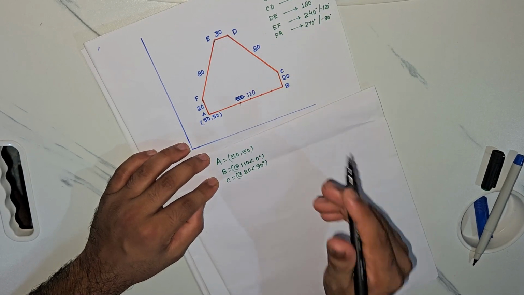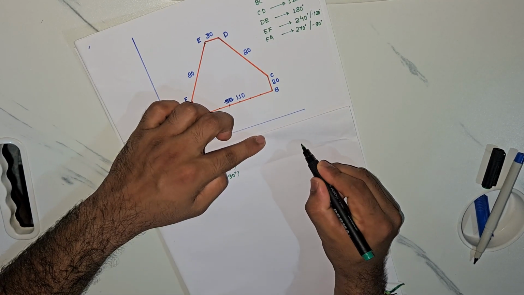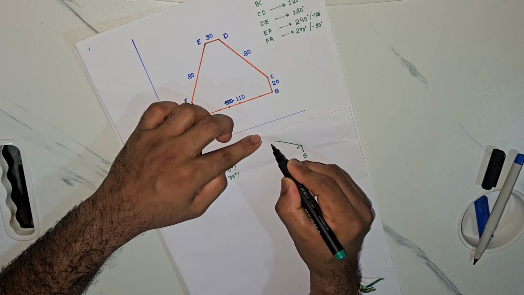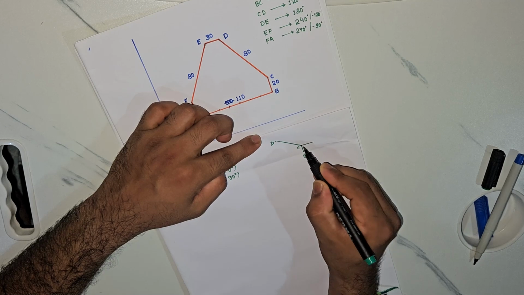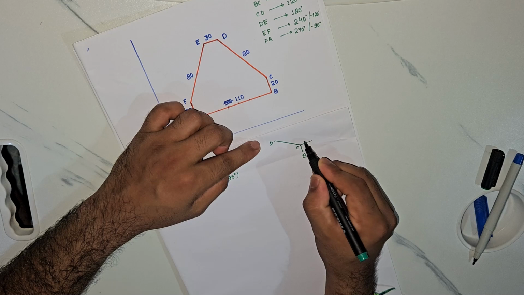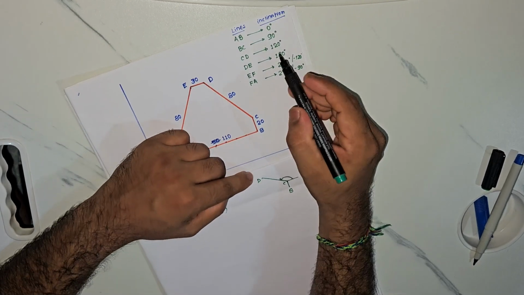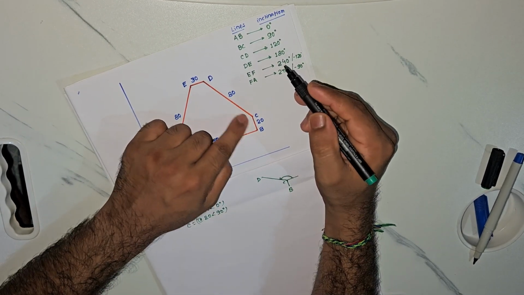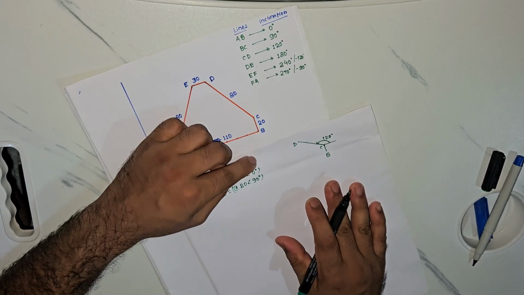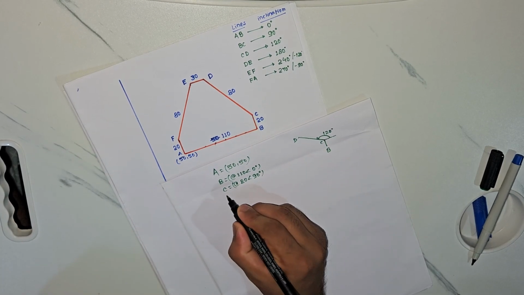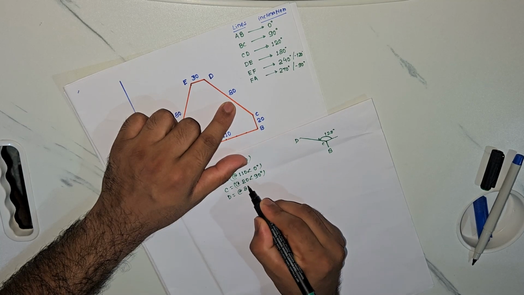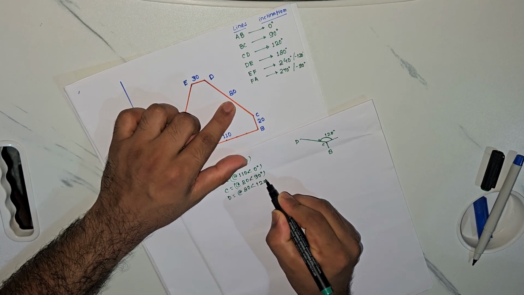Now from C to D, it is something like this: B, C and D. So what is the angle? As I have told you, if you are taking the angle anti-clockwise, that will be positive. So here I have written the angle. For the angle of CD, the inclination is 120 degrees in the anti-clockwise direction, so it will be positive. So for point D, the distance is 80 from C, and the angle is 120 degrees.